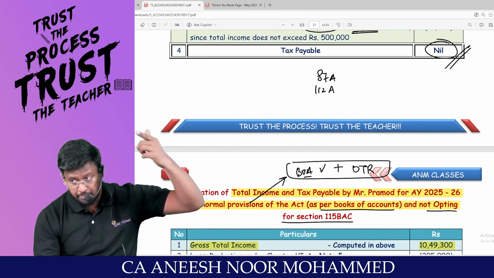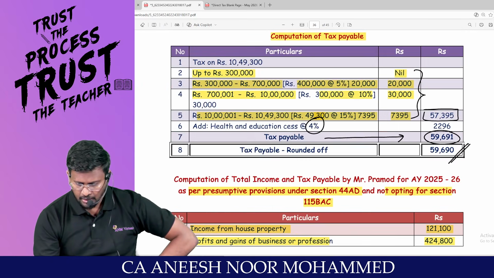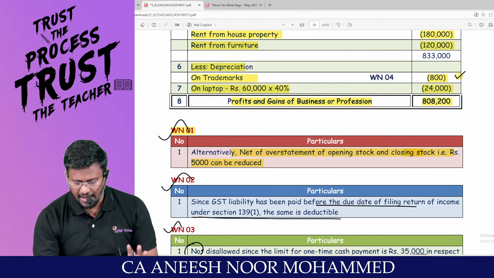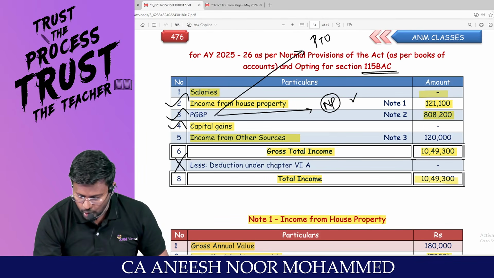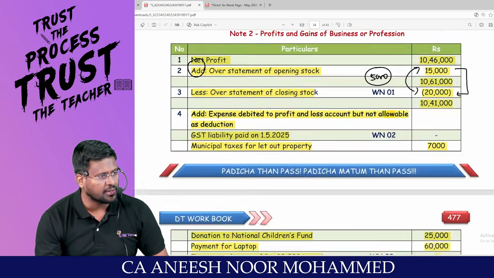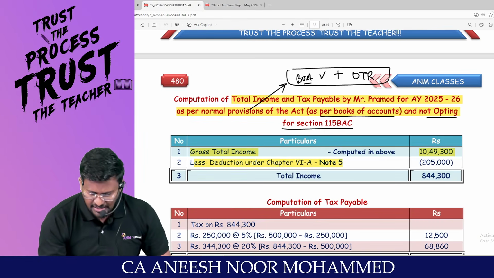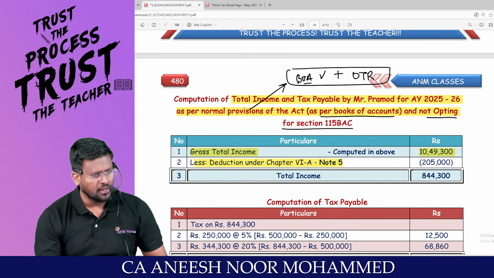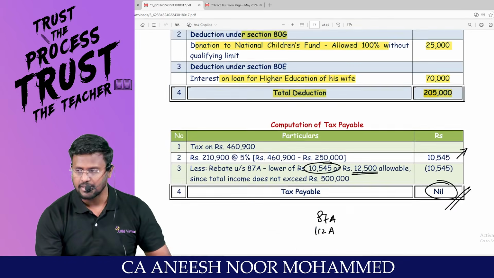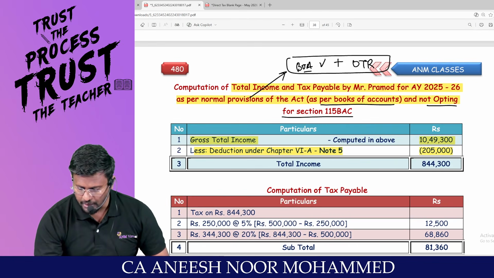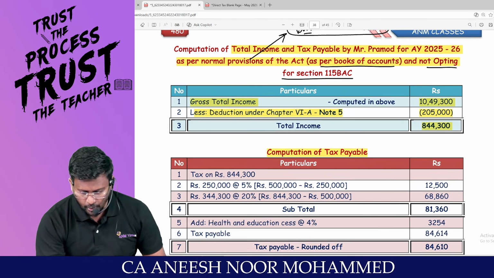Gross total income computed above. Go back and tell me. 10,49,300. This is, sir, as per normal books of account system. Am I right? You should pick the figure here. 10,49,300. Are you able to match it? Less Chapter 6A deduction, because now I am going to travel through the optional tax regime. We already finalized Chapter 6A just before. What is the Chapter 6A? 2,05,000. So my total income will be 8,44,300.